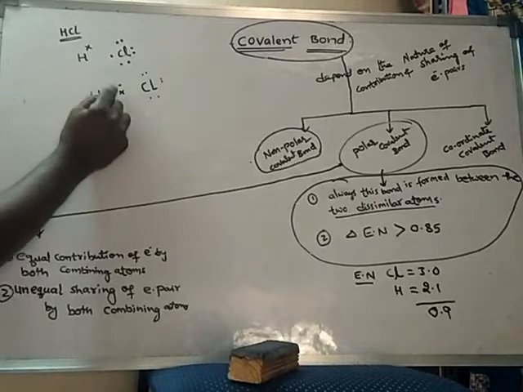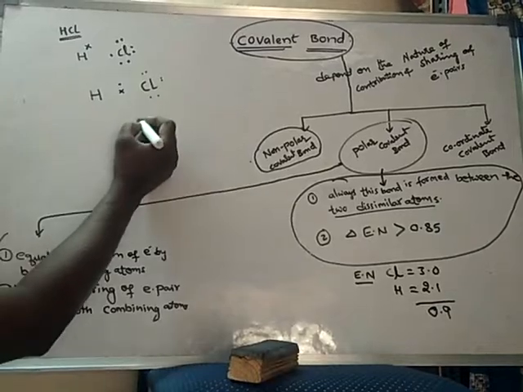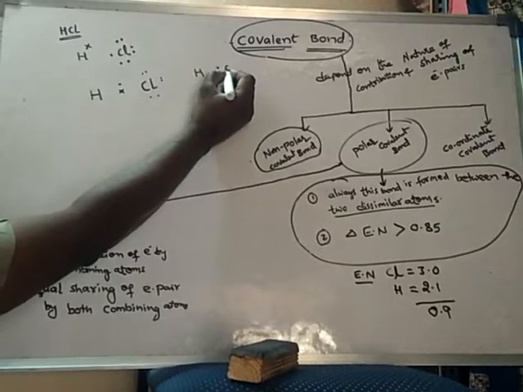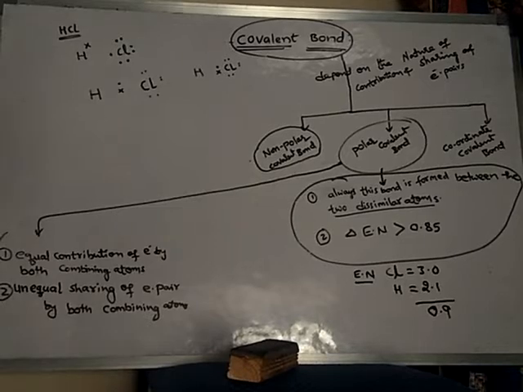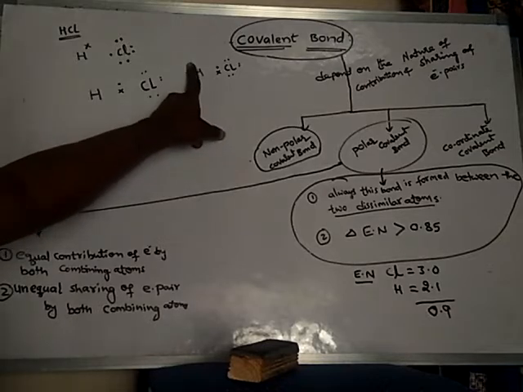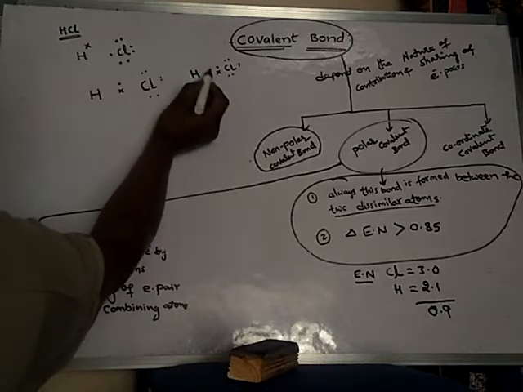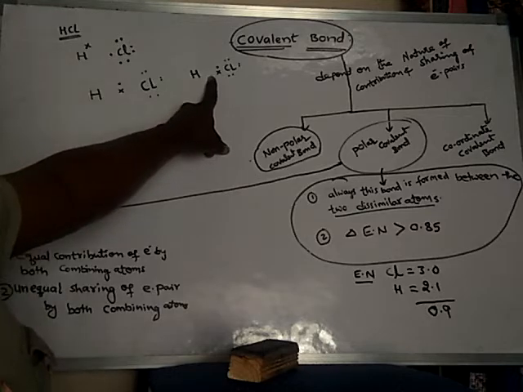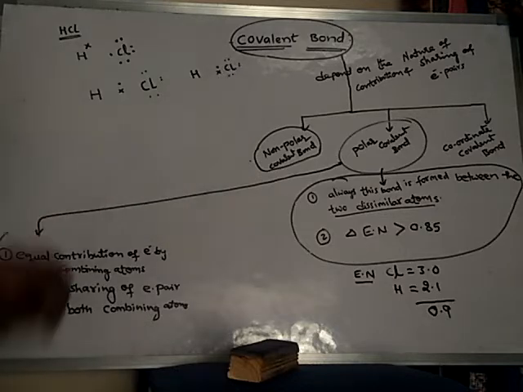As a result, what happens? This electron pair will move towards the chlorine atom to more extent. So actually it should be somewhere between hydrogen and chlorine. But what is happening? It is not present exactly between hydrogen and chlorine. It has shifted a little bit towards chlorine.